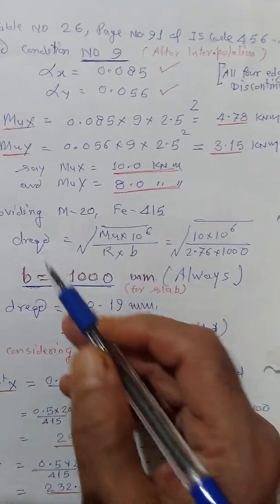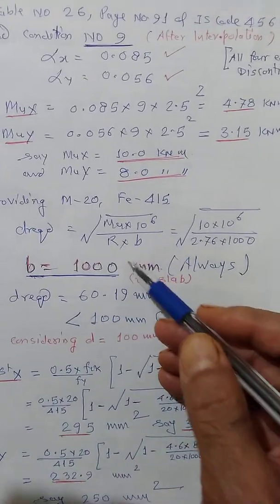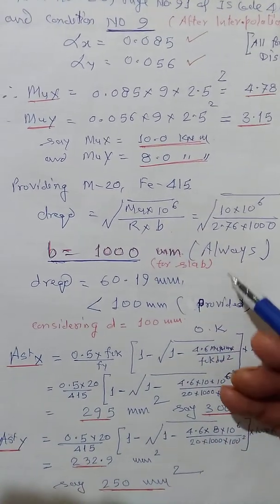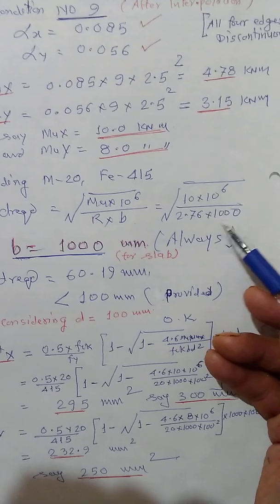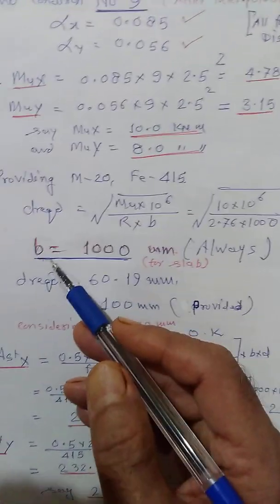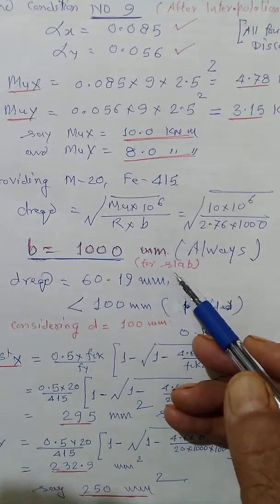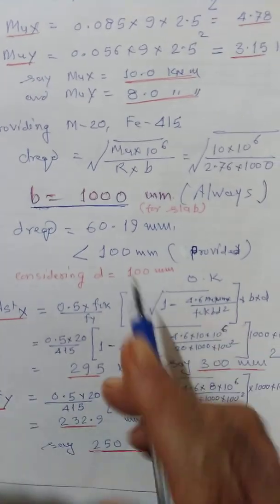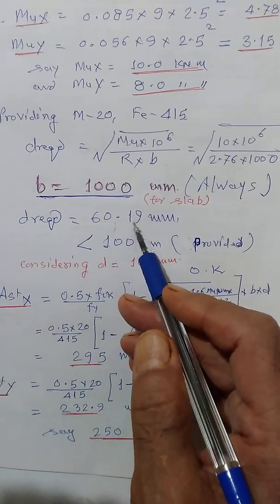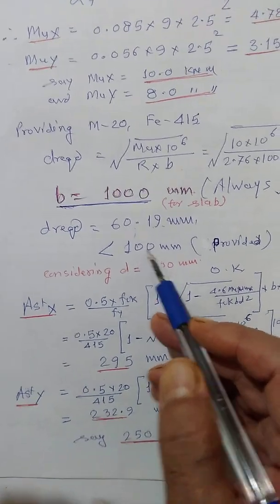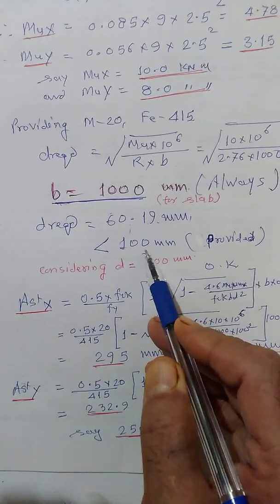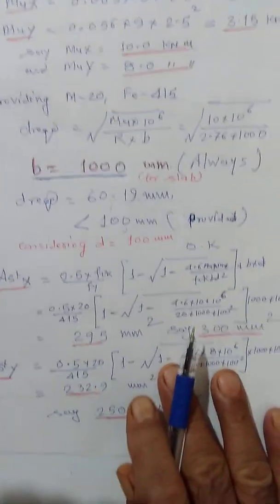Now, D required is Mu upon R into B, as we have seen on the last page, it is 2.76 into B. B will always be taken as 1000 for a slab. So D required comes out to be 60.19. We have already taken D provided as 100 mm. So D required is less than D provided, so we can say our design is safe.